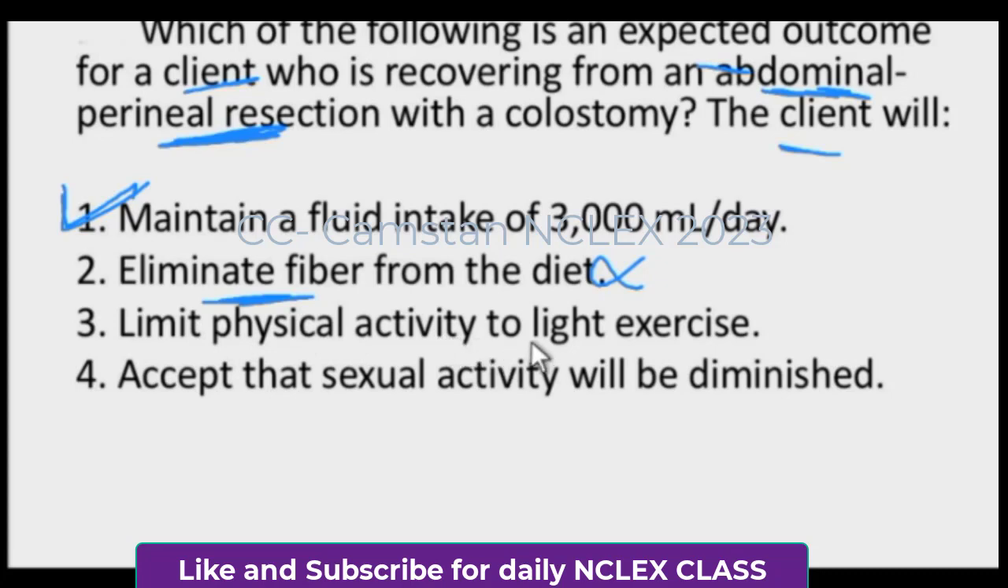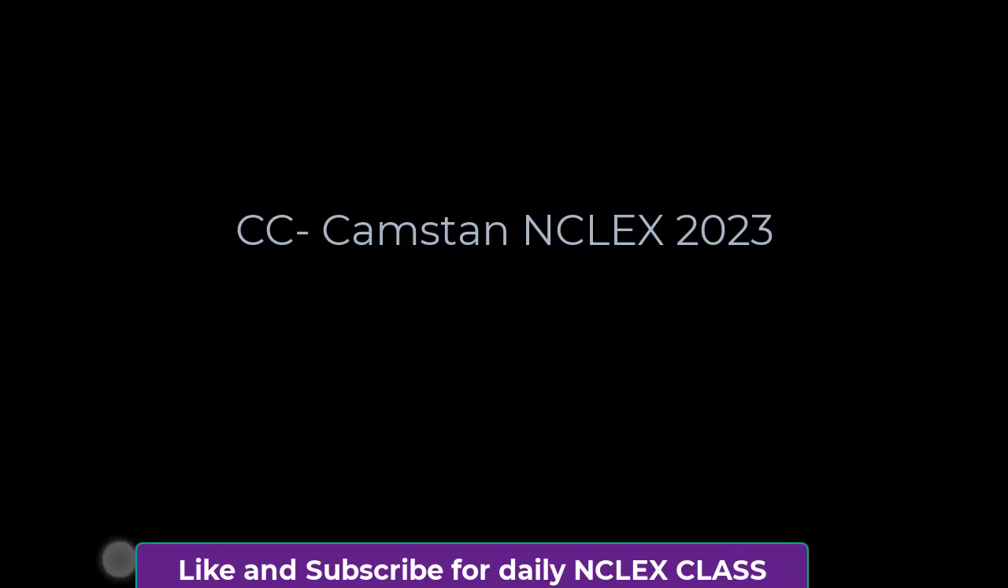Option 3 is limit physical activity to light exercise. There is no need to limit the exercise fully. The client can resume normal activity as much as the client can tolerate, like basic exercises that he was performing, but up to a limit only. So option 3 is also wrong. Fourth one is accept that sexual activity will be diminished. Yes, the sexual activity will be affected, but there is no need to fully diminish it, right? So this option is also wrong. So the correct one is the first one, that is maintain a fluid intake of 3000 ml per day. Now moving to the next question.